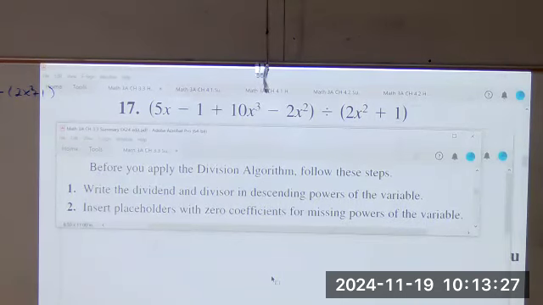Look at the divisor, 2x squared plus 1. We're missing x to the first. It goes from 2x squared to the constant, 2x squared to x to the 0. We're missing x to the first. So the divisor needs a placeholder. So this one needs a major retrofitting before we can actually do the problem. Okay, we need to demo it and then rebuild it. So whatever. Bad analogy, but here we go.